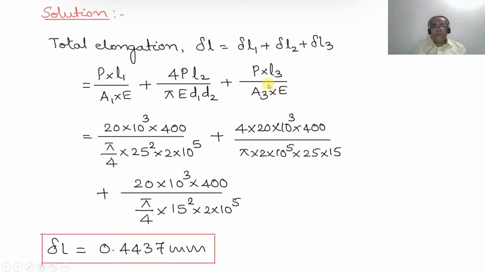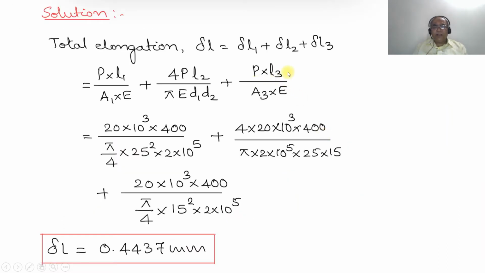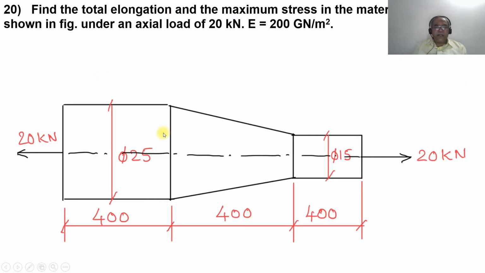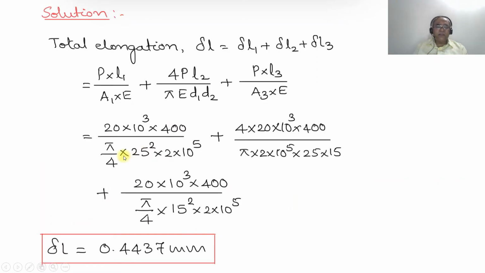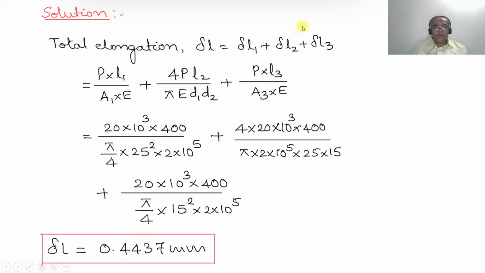Plus what is delta L3? Delta L3 is again a uniform bar, so P into L3 by A3 into E. Substituting, P is 20 into 10 to the power of 3, into L1 which is 400, divided by area A1, pi d square by 4, into E. Since the diameter of the uniform bar at this end is 25, it is pi by 4 into 25 square, and Young's modulus is 200 into 10 to the power of 3, or 2 into 10 to the power of 5.